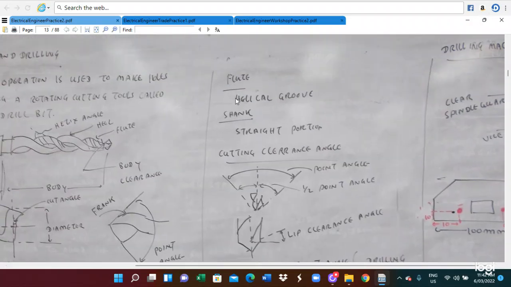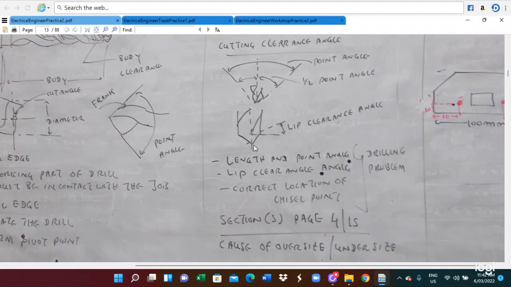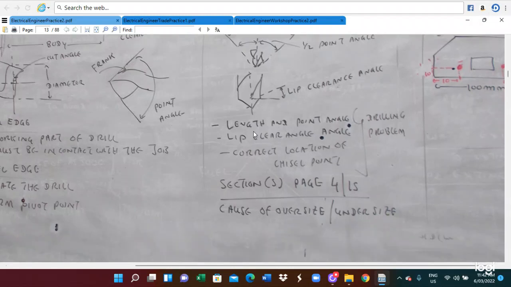So the flute is a helical groove, and the shank is the straight portion. Here, this angle is the cutting clearance angle. This is the point angle, this is the half point angle, and here is the lip clearance angle. Then the point angle, the lip clearance angle and the correct location of the chisel point are the main problems related to drilling.